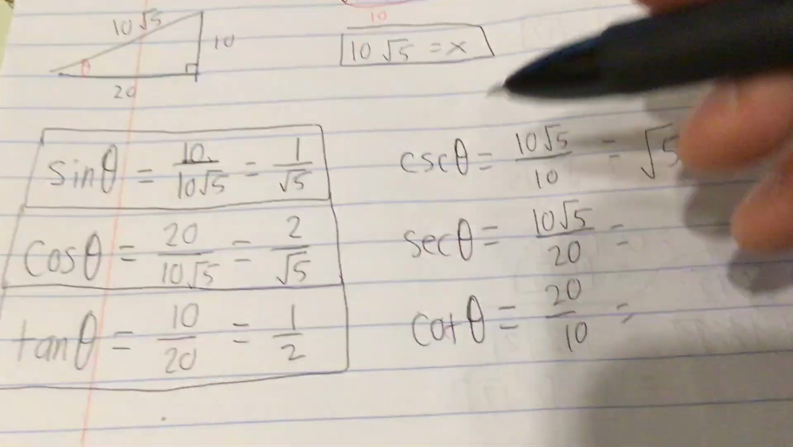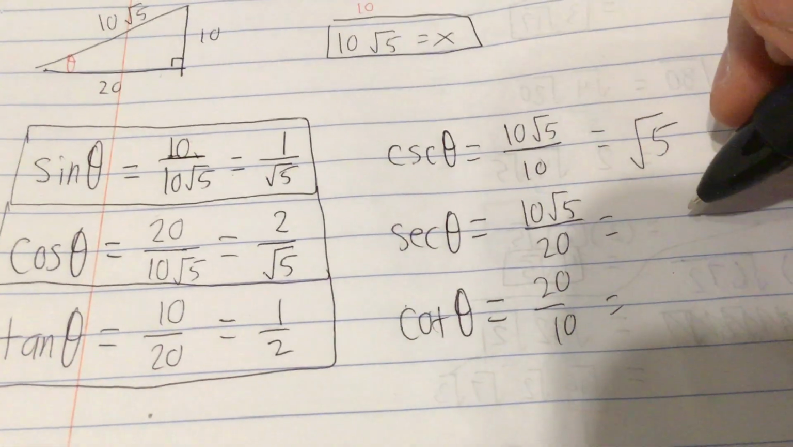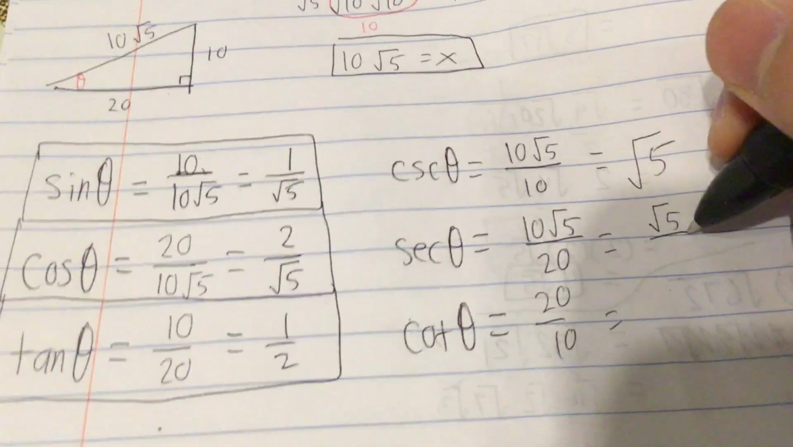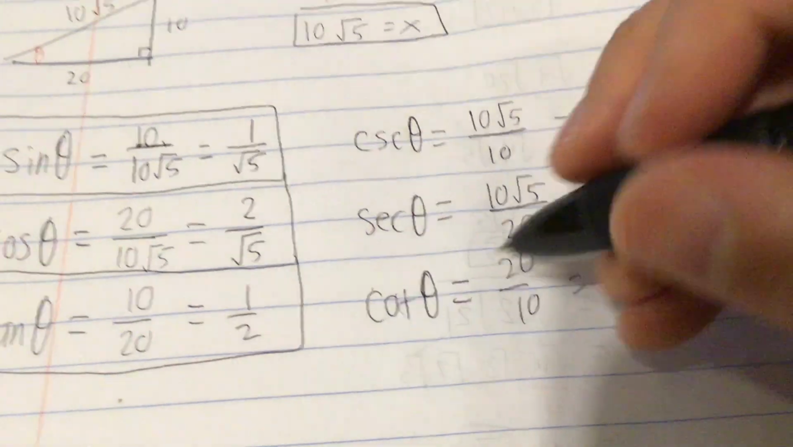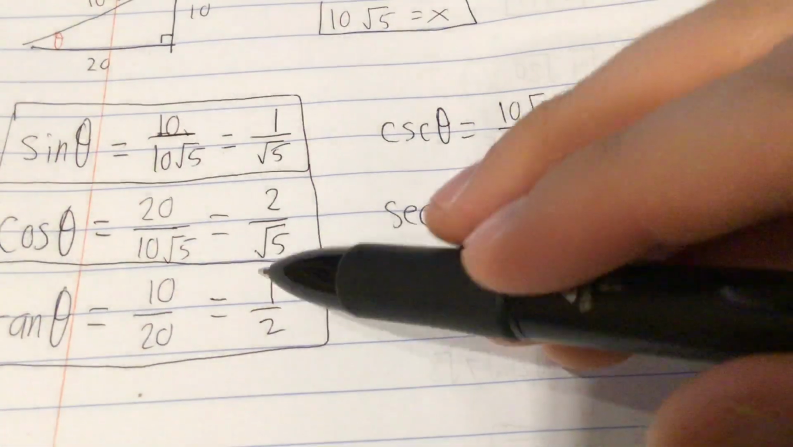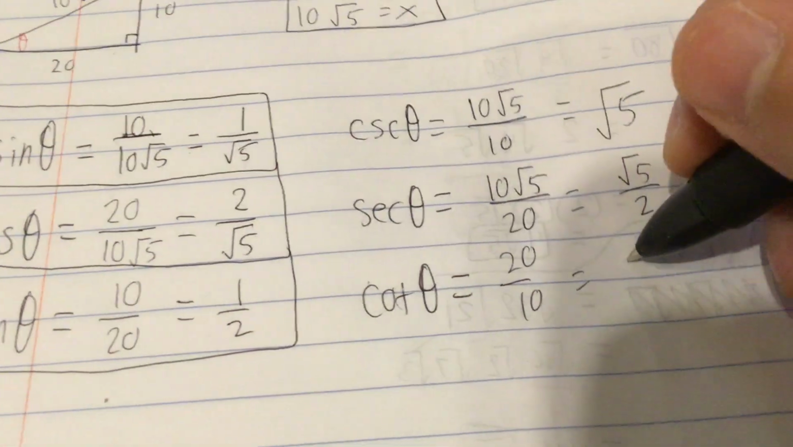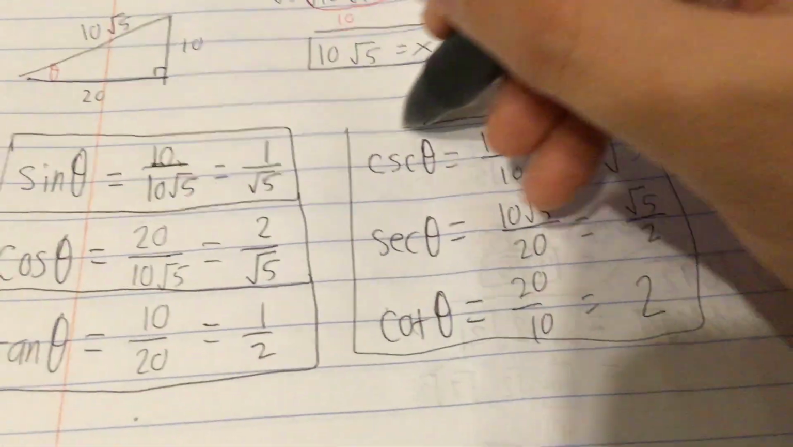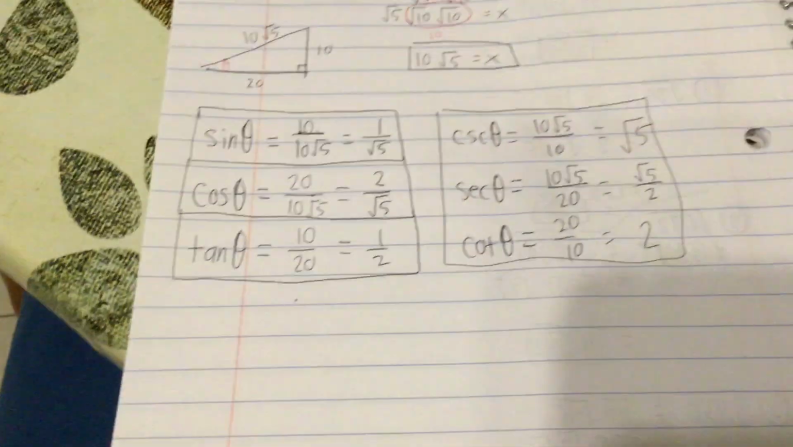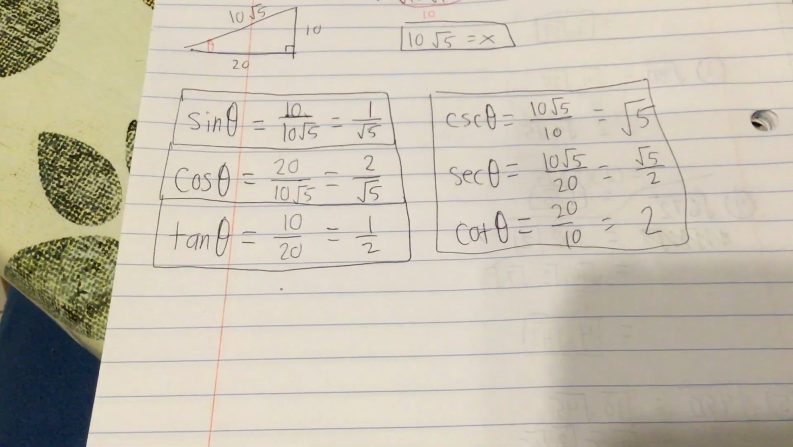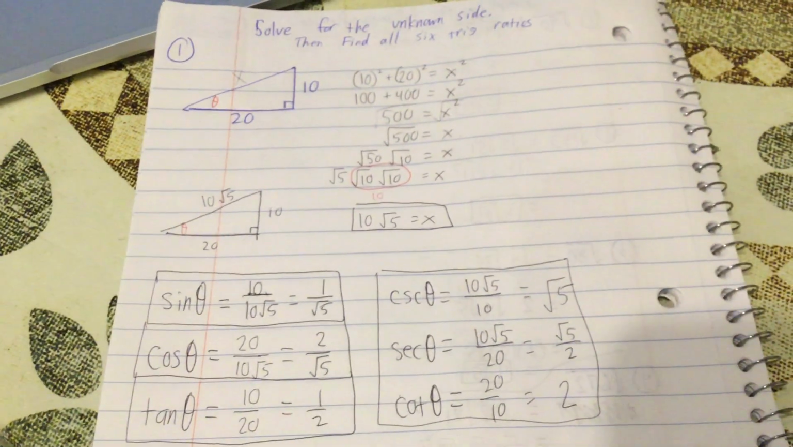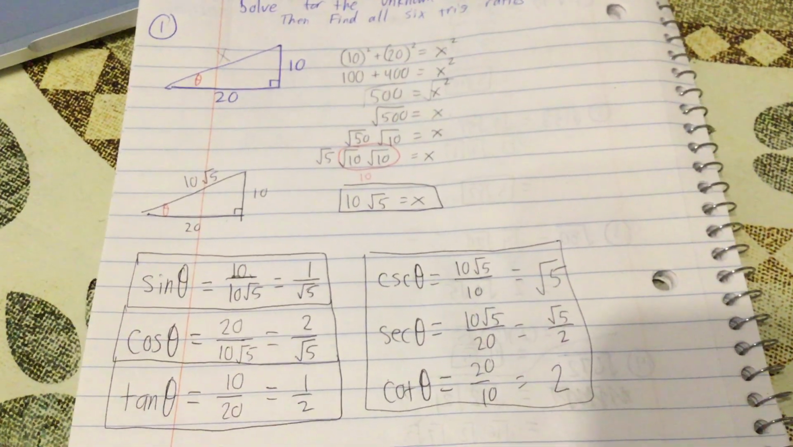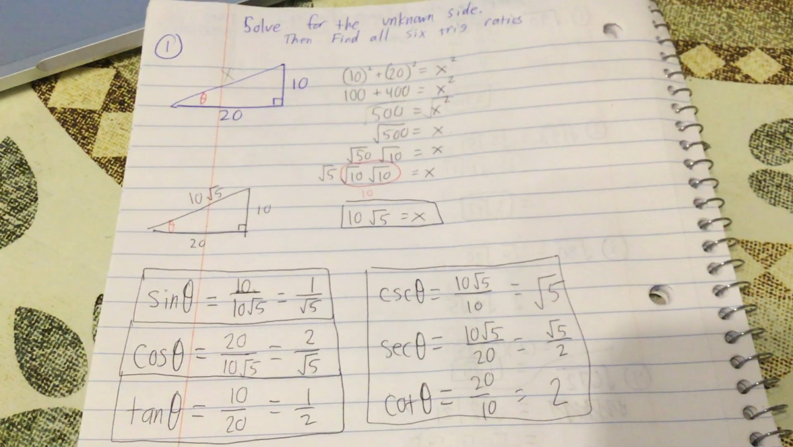10 radical 5 over 20. Remember that 2 radical 5 is a simplified form. So this would be radical 5 over 2. And finally, the cotangent of theta is a reciprocal of 1/2, or 2. I'm not going to get mad no matter how you write it. If you leave it unsimplified, I'm going to be okay. If you leave it simplified, cool. I just care that you know what the directions are. Alrighty?